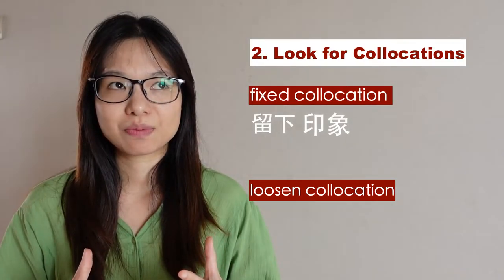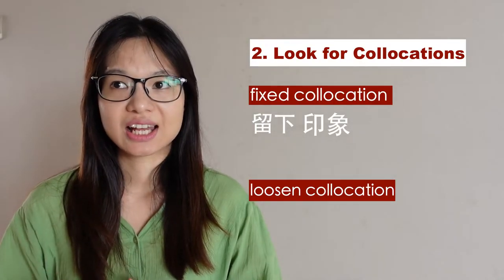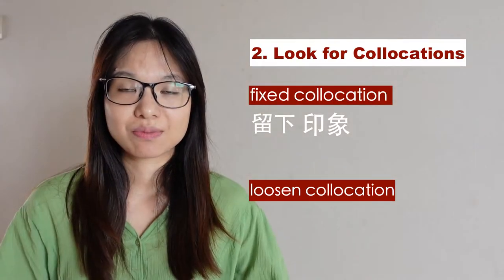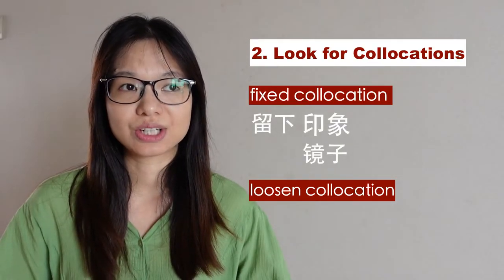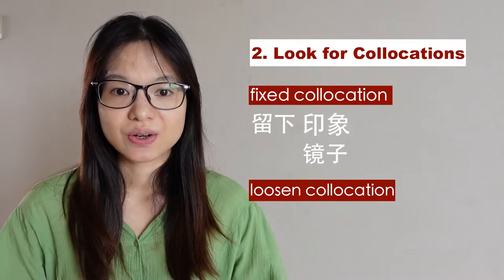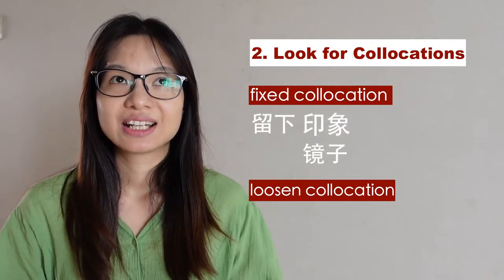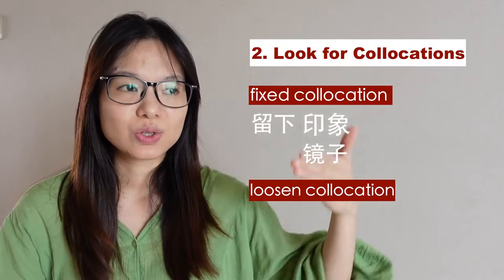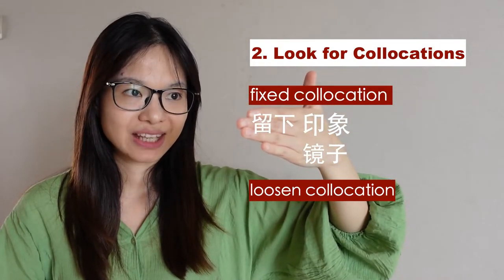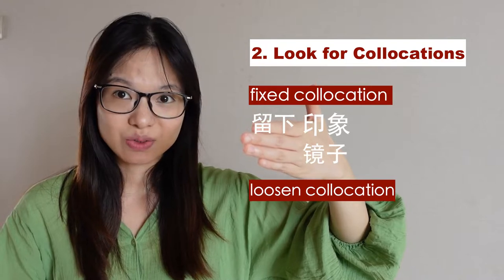This one is a little bit not too obvious and a little bit more difficult. For example, we are given the word 镜子, which is the noun for mirror. So in Chinese, the correct and only word that we use for looking in the mirror, do you know the word?